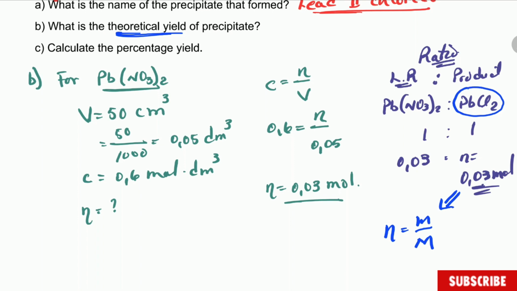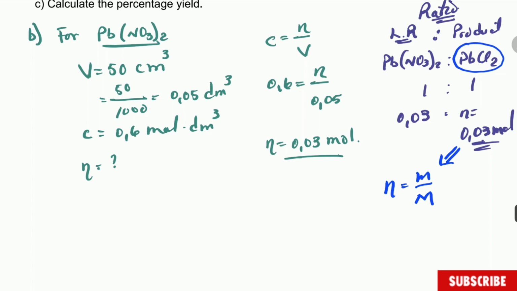Okay, so here we need to calculate the molar mass, which is quite simple, but I'm going to do it just in case somebody doesn't remember. So we're going to substitute in the same equation. This one is 0.03 equal to mass divided by molar mass. Now the molar mass of Pb is going to be 207 plus 2 times the mass of chlorine, which is 35.5. So it's plus 2 times 35.5. That is the way of calculating the molar mass of lead 2 chloride.